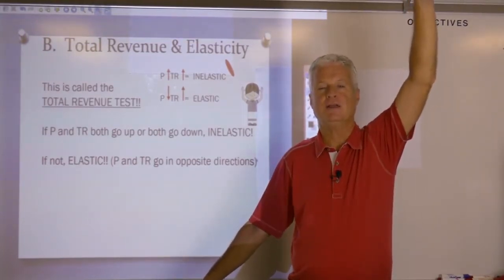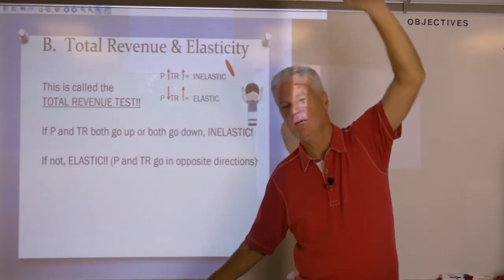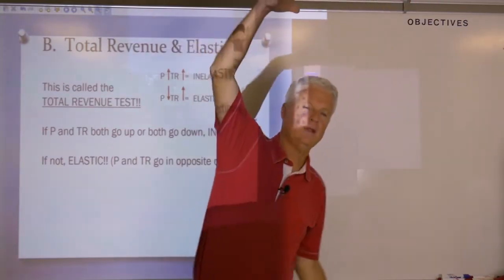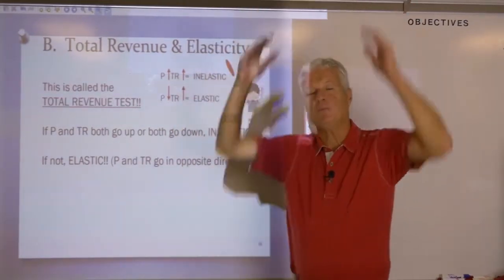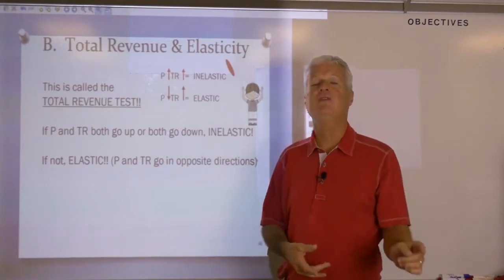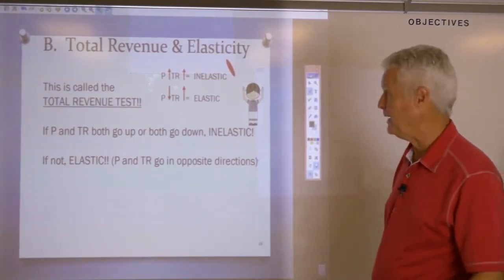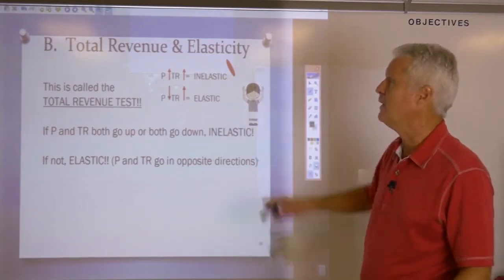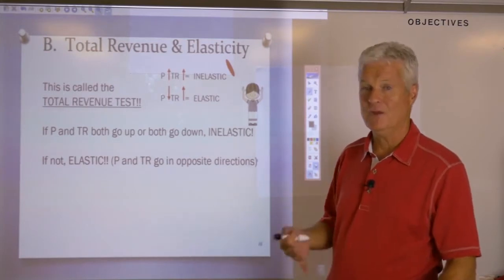What if the price rises and the total revenue falls? I no longer look like an I, I look like an E. Kind of like an E. Or if it works out the other way, then I look like an E going the other way. Doesn't really matter. If they both go up or they both go down, inelastic. If not, it has to be elastic. You need to know that. That's important.